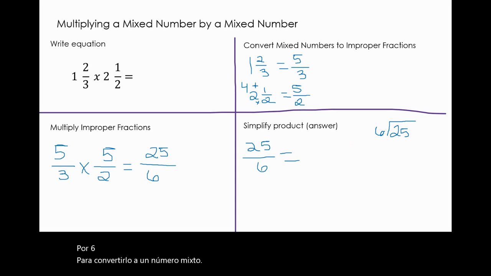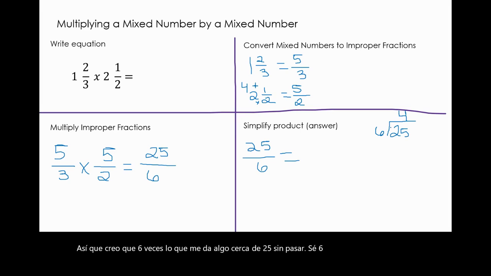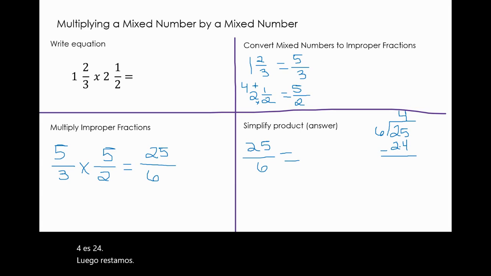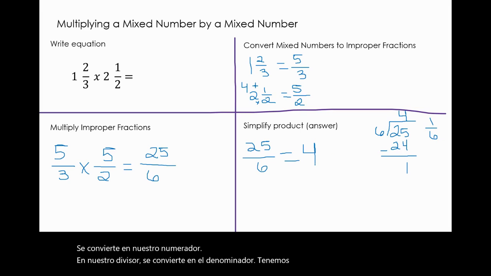So I think, 6 times what gives me something close to 25 without going over? Well, I know 6 times 4 is 24. Then we subtract. 25 minus 24 equals 1. Our remainder becomes our numerator, and our divisor becomes the denominator. So we have 4 wholes, right? 4 wholes, and then some left over, 1/6.